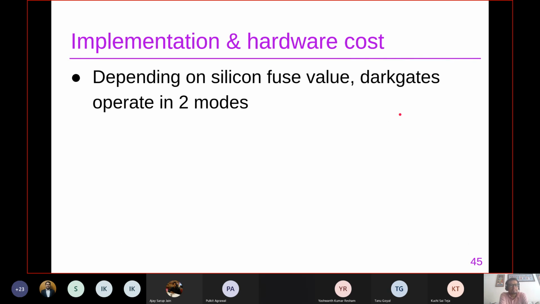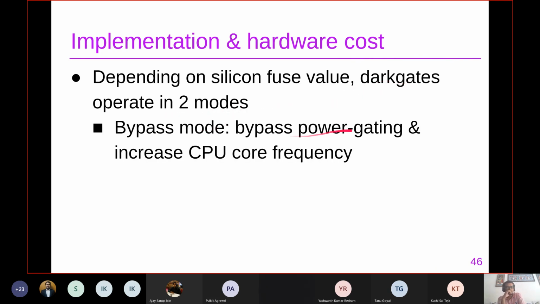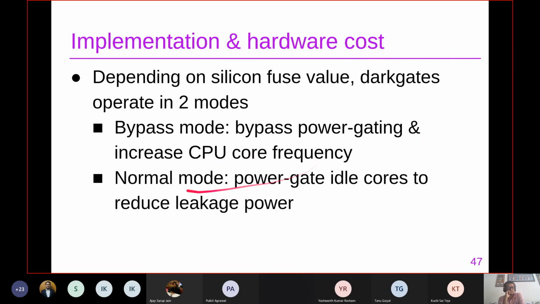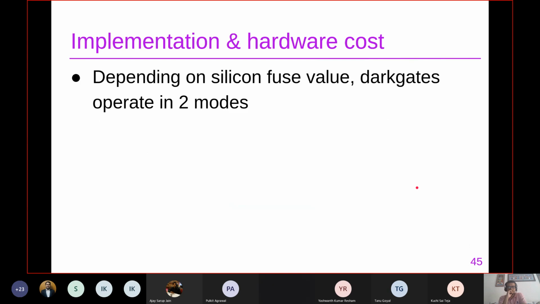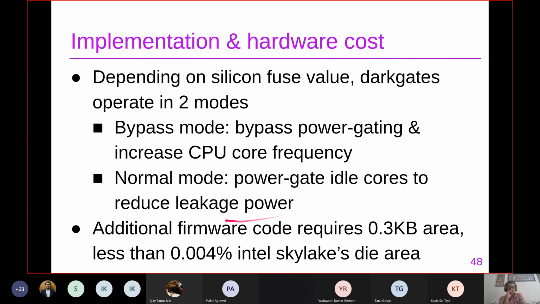As far as hardware cost is concerned, depending upon the silicon fuse value, the DarkGates operate in two modes. One is the bypass mode, that is, bypass power gating and increase the core frequency. The other is the normal mode, wherein you power gate the idle cores to reduce the leakage power. The fuse value essentially means whether I am using the H configuration or the S configuration. If it is the H configuration, it is normal mode. If it is the S configuration, it is bypass mode. The additional firmware code requires 0.3 KB of area, which is very much less than 0.004% of the Intel Skylake die area.